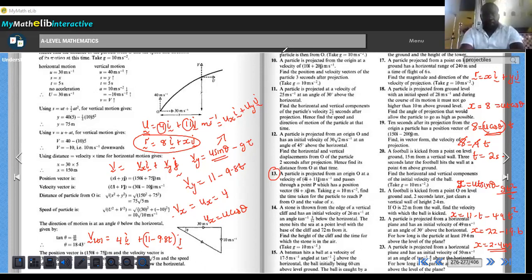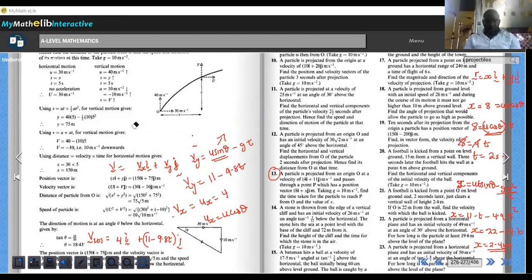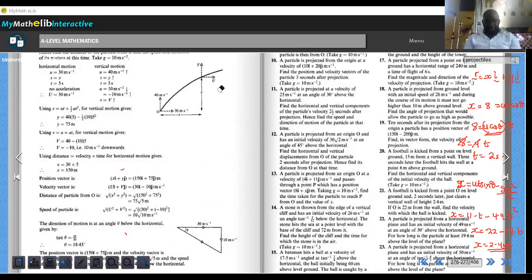Okay, so I can go for number 19. Those who don't have the book, you can screenshot numbers here to try out. Number 19 says: 10 seconds after, so time is 10.